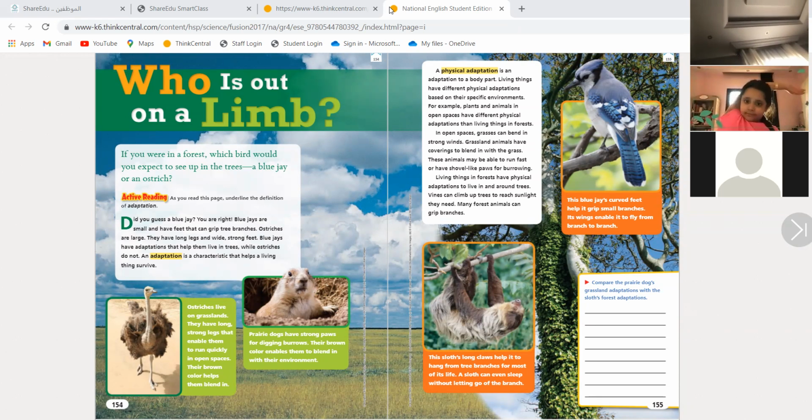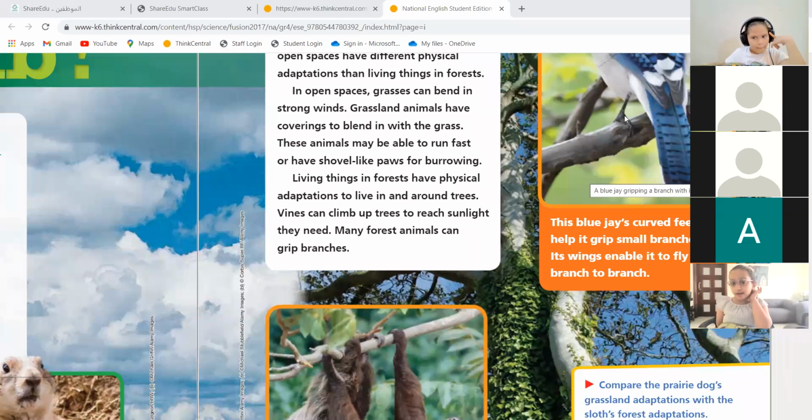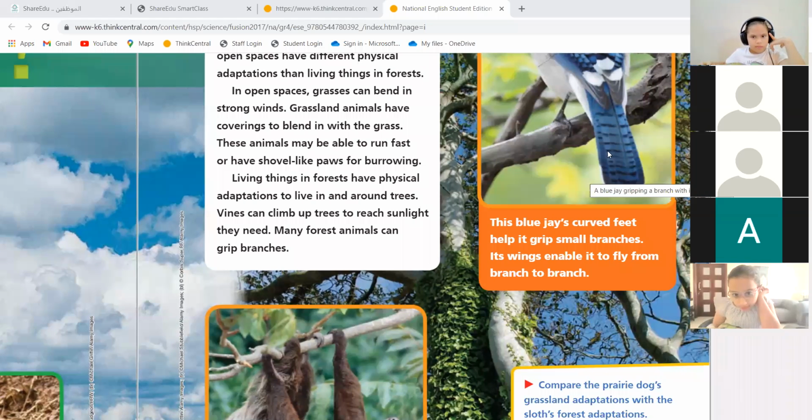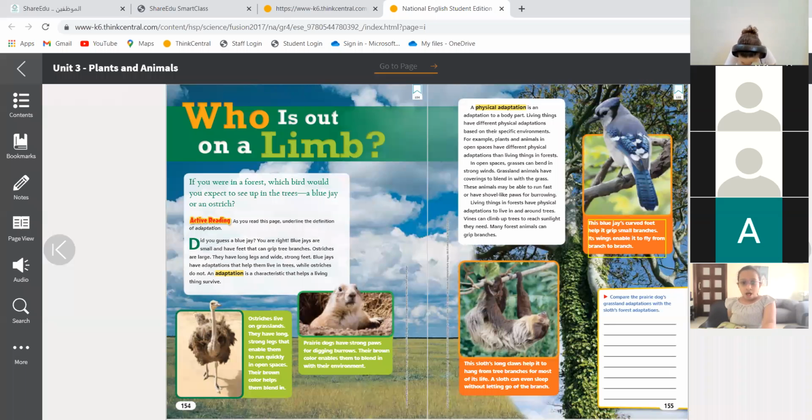The blue jay. Hi, Maria. The blue jay is physical. What does the blue jay have? Look at the feet. Look at the screen. It's curved. Yes, curved feet. What do they mean, curved feet? It's curvy. Why? It will help it to grip small branches. Excellent. What else?